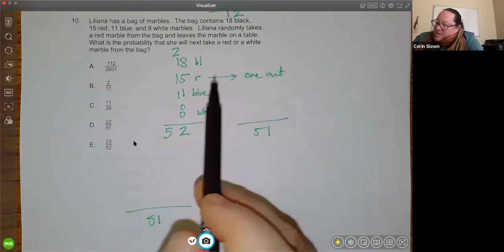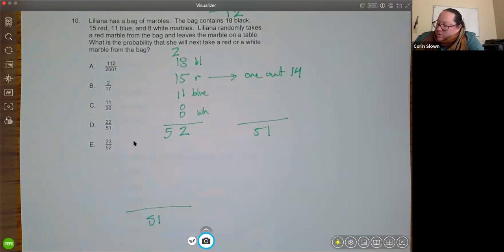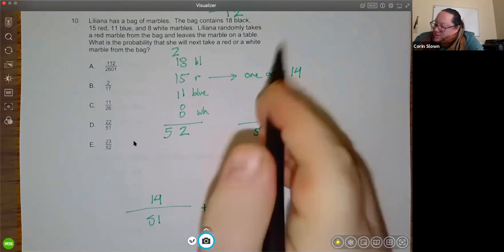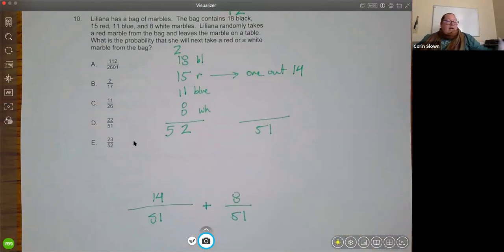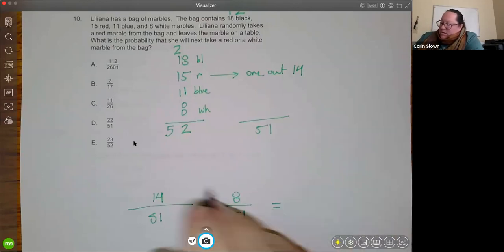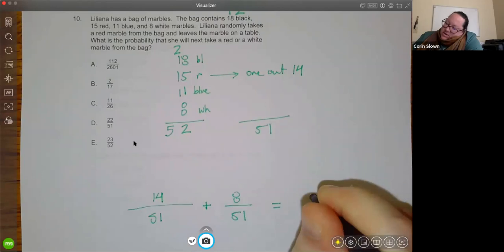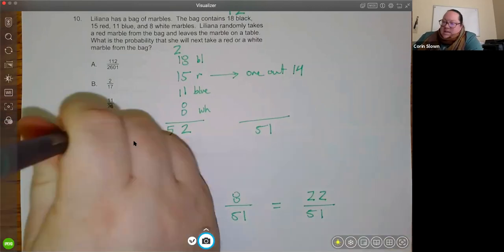So what's the probability that I take a red marble out of the bag? Well, I have 14 red marbles. So 14 out of 51. And a white marble. So I have 8 white out of 51. And so if I'm thinking then about how I determine, I'm able to say, okay, 14 plus 8, what's my total there? So 2 is 12. So I have 12. I'm going to carry the 1. So I have 22. So 22 out of 51, or D, is my probability.